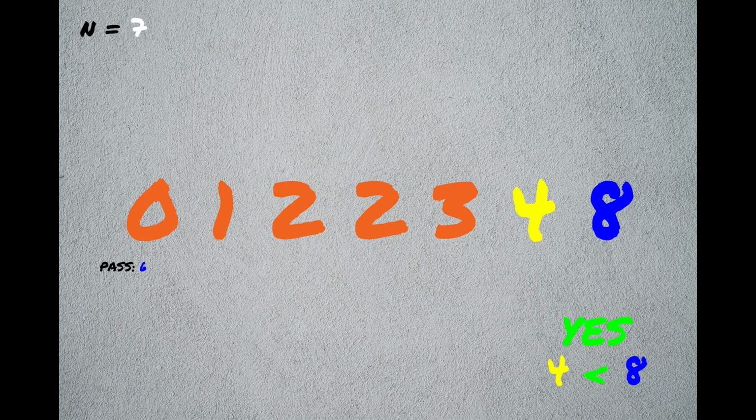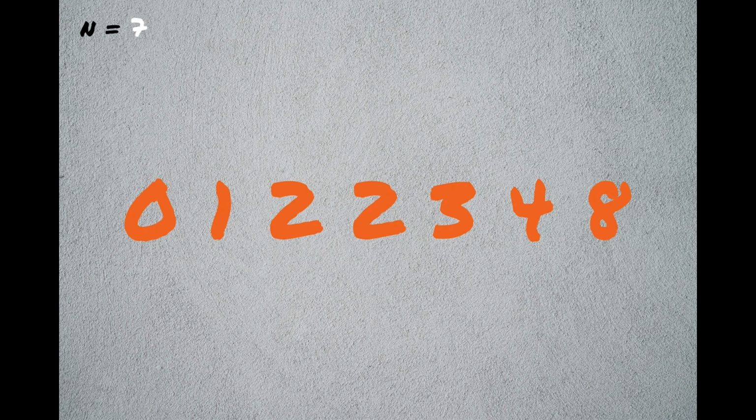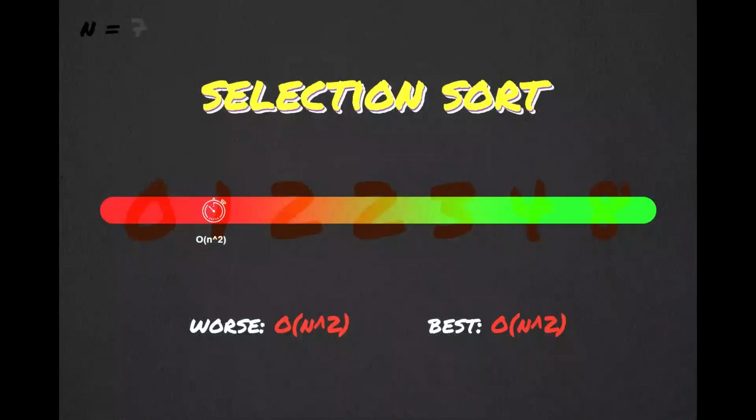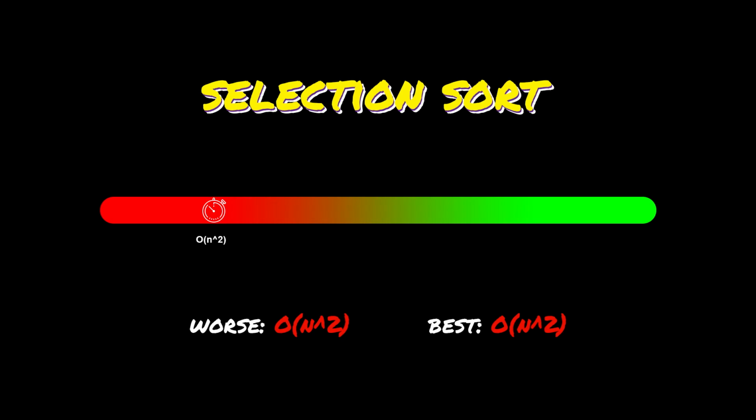There is no need to run another pass using the last position in the list, because there are no other subsequent positions to compare it to, in addition to it being already sorted. The selection sort algorithm has a time complexity of big O of n squared in the worst and best case.